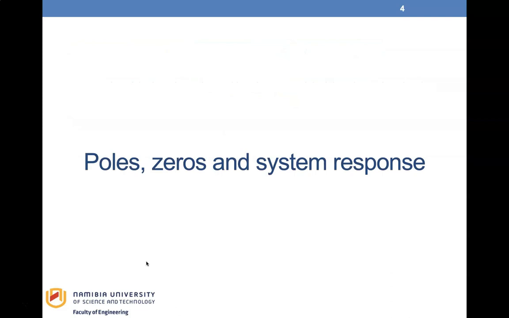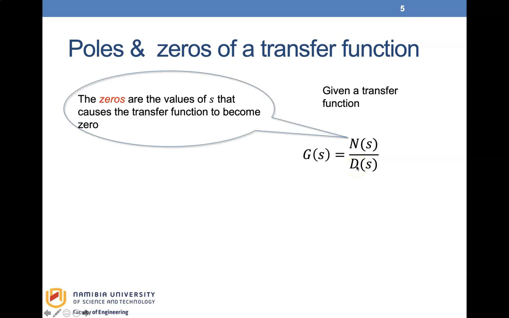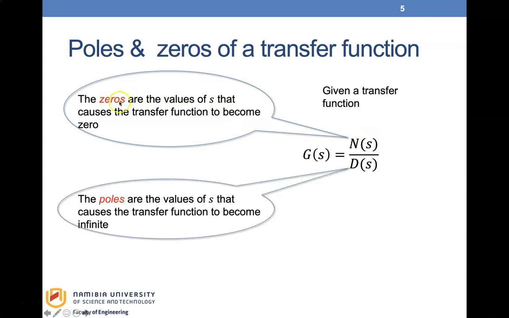So let's look at poles, zeros, and system response. If you have a transfer function given as G(s) equals N(s) over D(s), where this is the numerator polynomial and this is the denominator polynomial, your zeros are the values of s that cause the transfer function to become 0. In other words, the roots of this equation are referred to as zeros. And the roots of the denominator polynomial are referred to as poles, because any roots here will make D(s) equal 0 and the transfer function will become infinite.